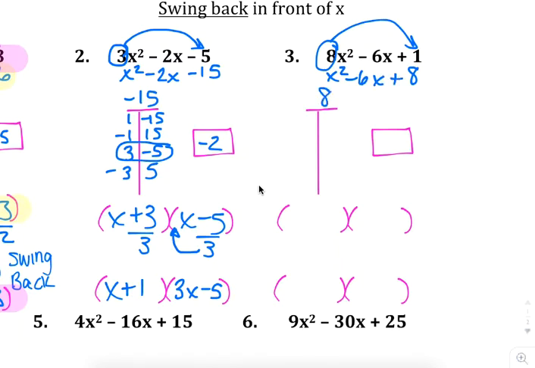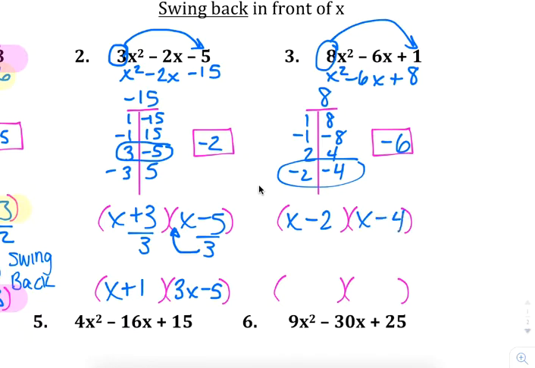Plus 8 becomes my t-chart number, and I'm going to go 1, 8, -1, -8, 2 and 4, -2, -4. I'm looking for which pair adds up to this guy, -6. The pair that's going to add up is a -2, -4, so I put them in my parentheses, x minus 2, x minus 4. Okay, remember that you can pause this anytime. If you want to write first and then go back and listen, that works. Or listen first, go back and write. I always give you time for that.